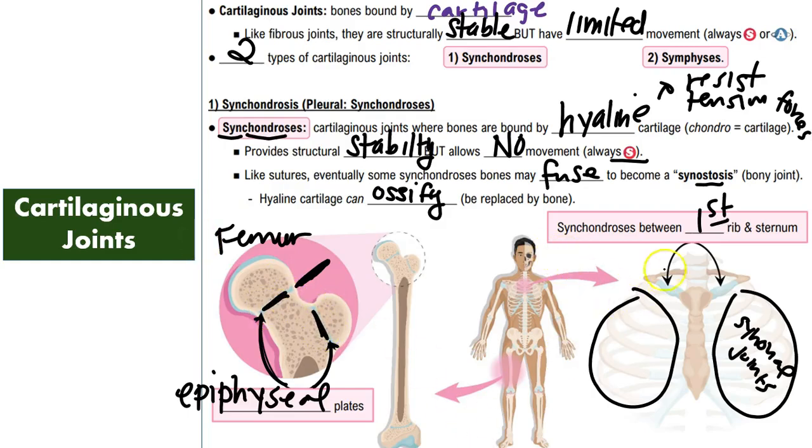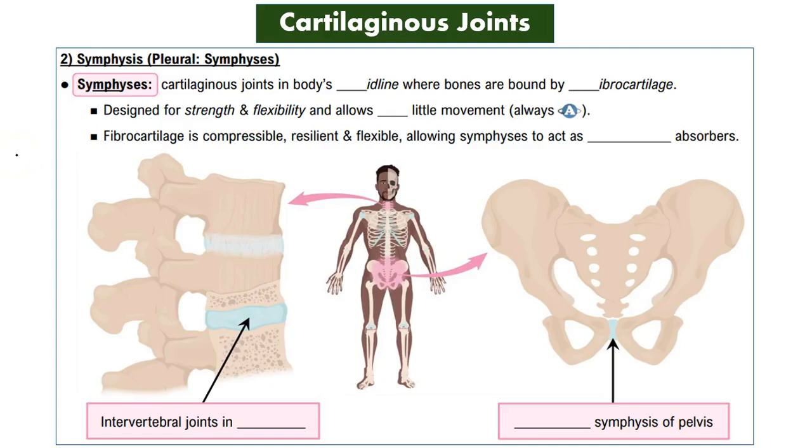Now let's look at the synchondroses between the first rib and the sternum. Again, we see our cartilage here, and that cartilage can again ossify and be replaced by bone. And that's going to give a lot of stability at that top portion of the actual sternum and with the first rib itself. Into our last cartilaginous joint, which is going to be symphysis, or you can say symphyses, which is going to be plural, okay?